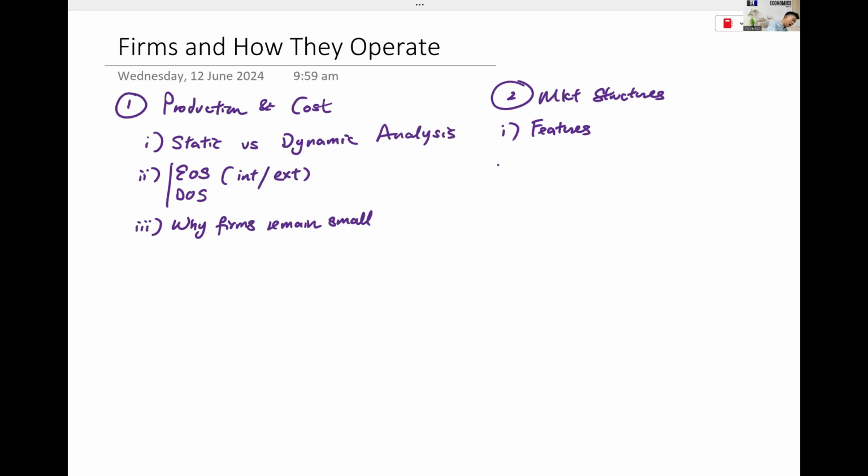After you recognize the features, it's time to explain how they behave. Behavior of firms. So now that we know they have these defining features, it's going to influence their behavior. Behavior in terms of how they set price, how they compete. Competitive behavior is also known as strategies of firms. We learned about firm strategies.